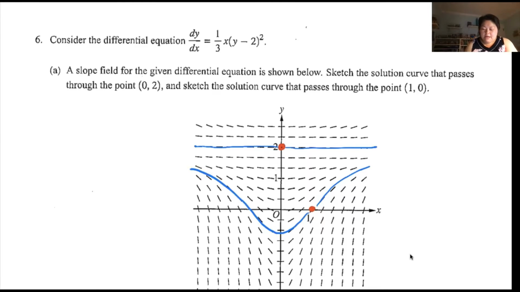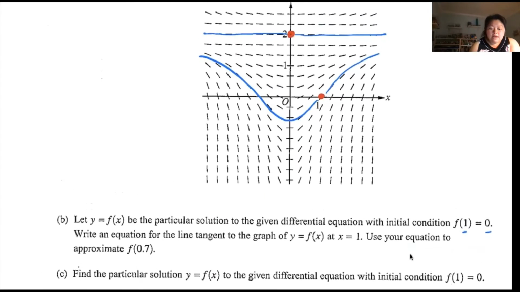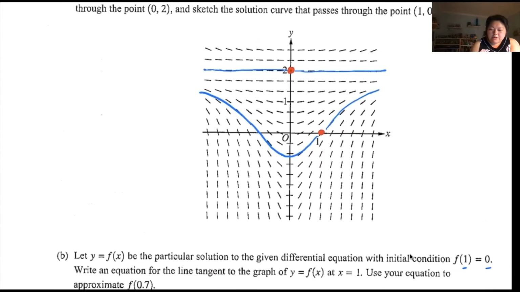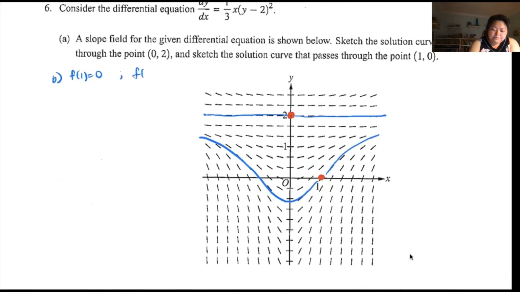Okay, all right. Next, let y equals f of x be the particular solution to the given differential equation with the initial condition (1, 0). So that is my x and y value, okay? And then, what does it want? Write an equation for the tangent line to the graph of y equals f of x at x equals 1. Use your equation to approximate f of 0.7. So I'm going to use this space up here so I'm not running too far away. So for part B, I know that f of 1 equals 0, and I'm going to use a tangent line to approximate f of 0.7.